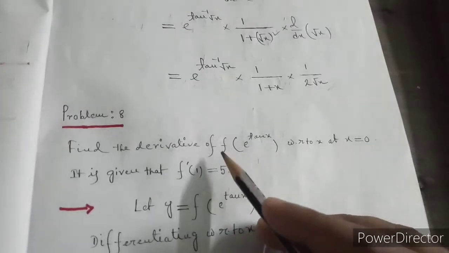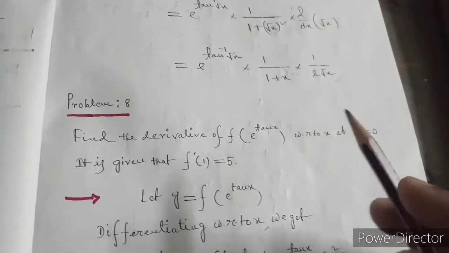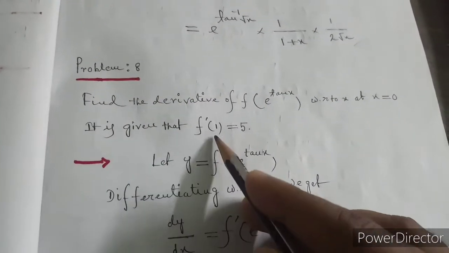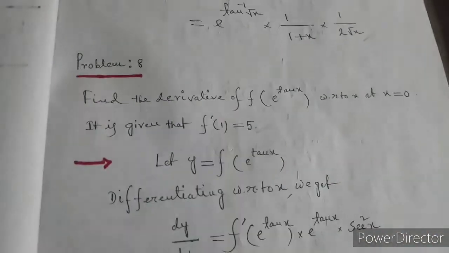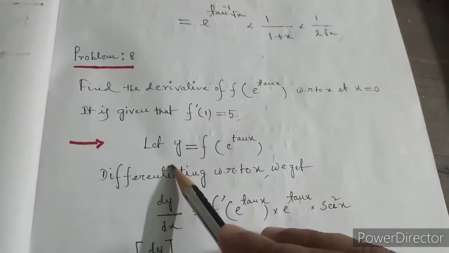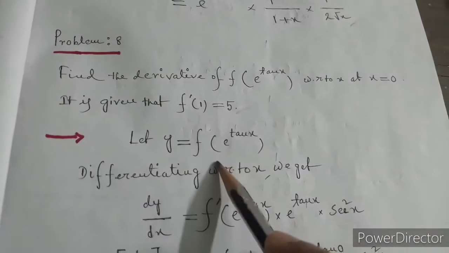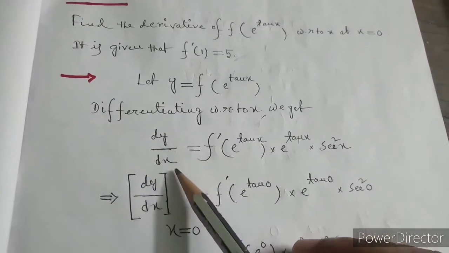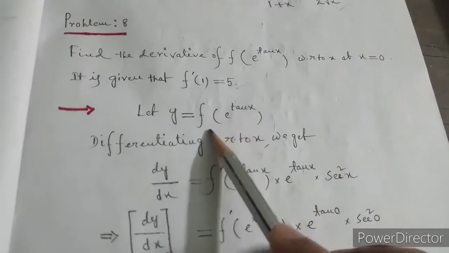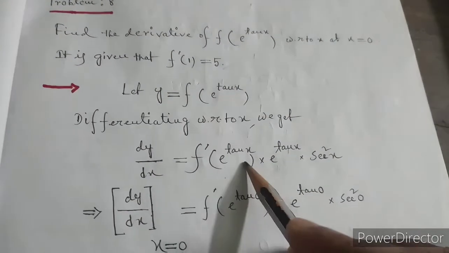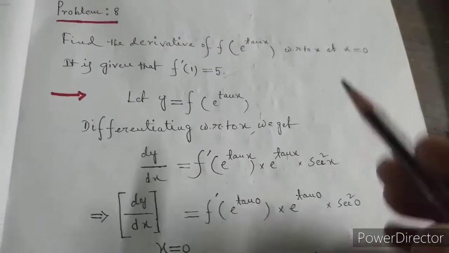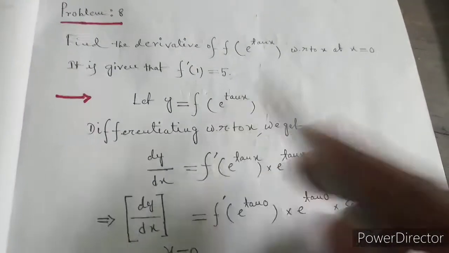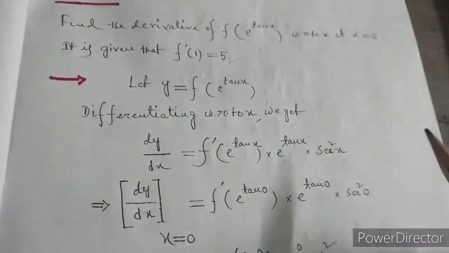Find the derivative of f of e to the power tan x with respect to x at the point x equal to 0. It is given that f dash of 1 equals 5. It's a very important question. So let y equals f of e to the power tan x. Now differentiating with respect to x, we get dy/dx, and it should be the derivative of f, which is f dash of e to the power tan x, into the derivative of e to the power tan x, which is e to the power tan x obviously, and the derivative of tan x is sec square x. It is by chain rule.